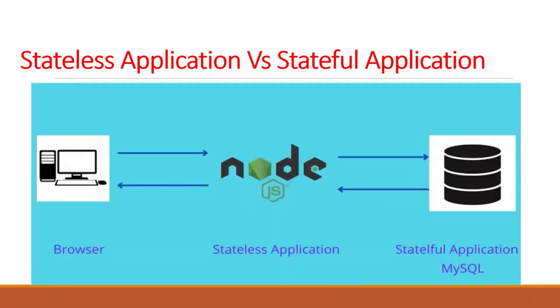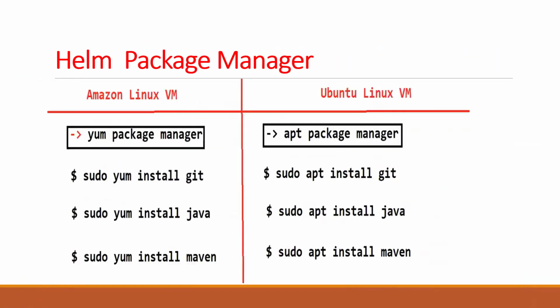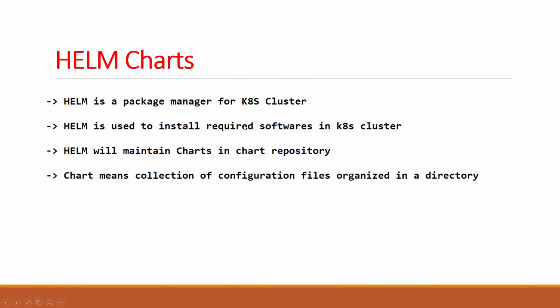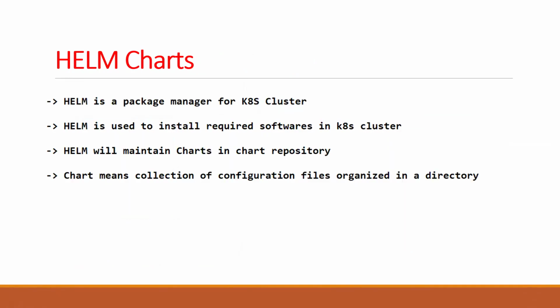ConfigMaps, secrets, stateless, stateful, Helm chart. Helm is nothing but a package manager. How are we installing packages on EC2 instances? In the same way, we want to install packages on Kubernetes. How can we do that? We can use the Helm chart to install the packages on Kubernetes pods and containers. So chart repository, Helm client, API server, Kubernetes cluster.